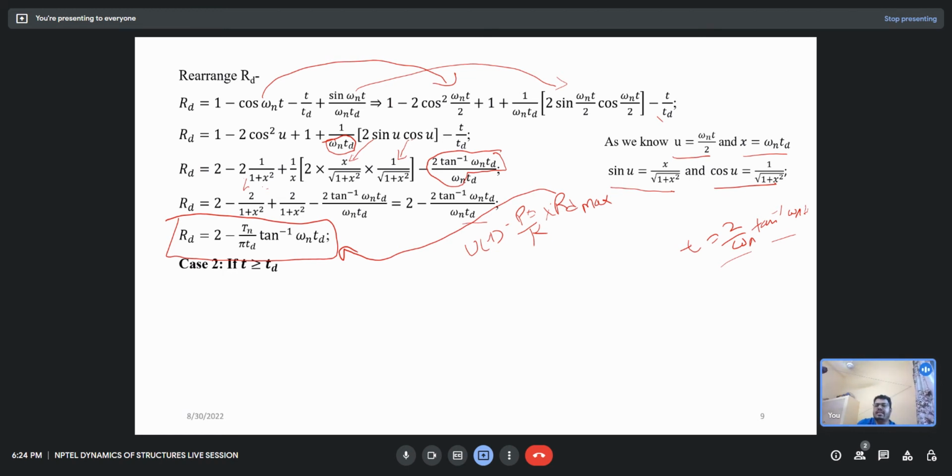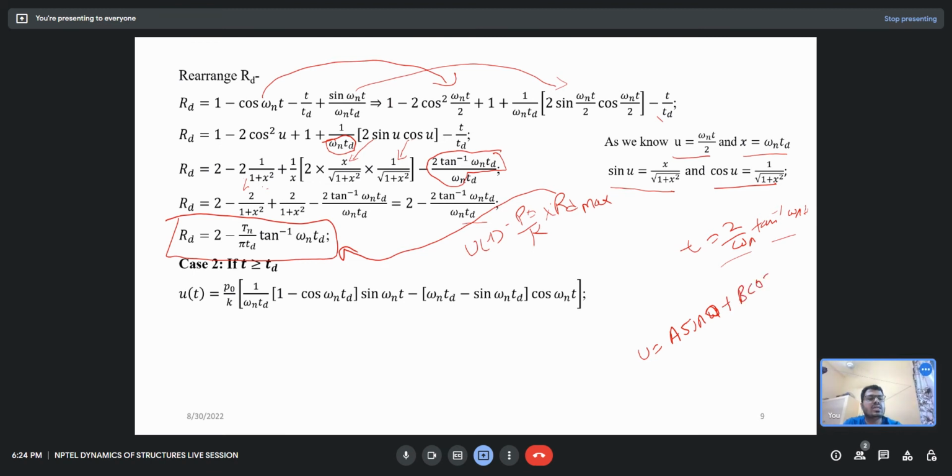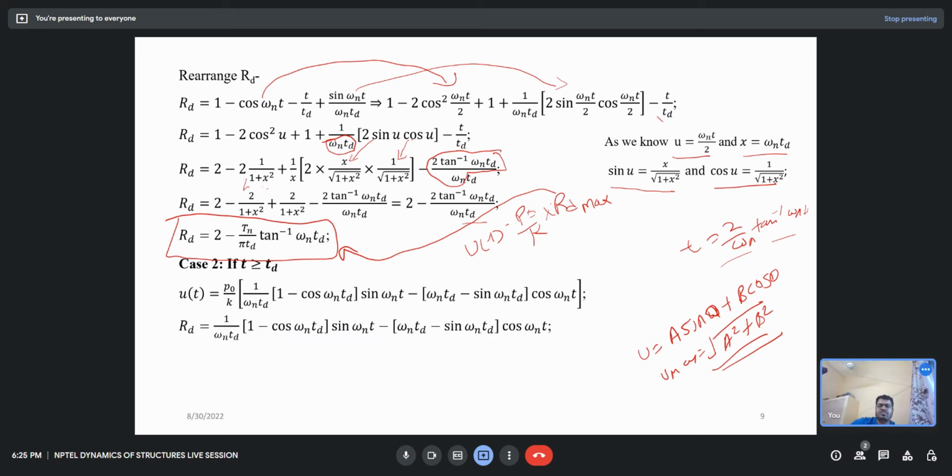If my T is greater than TD, which means the response is the free vibration. So for the free vibration, what is my equation? If you know, you have an equation, let us say u is equal to a sine omega t sine theta plus b cos theta. So what would be your maximum amplitude? That will be the square root of a square plus b square. So the same thing I am using here.